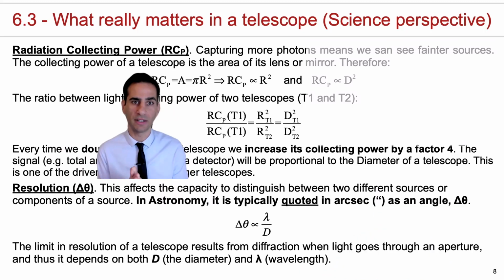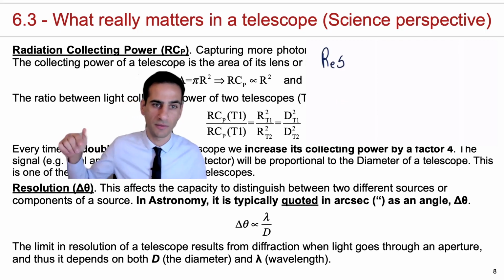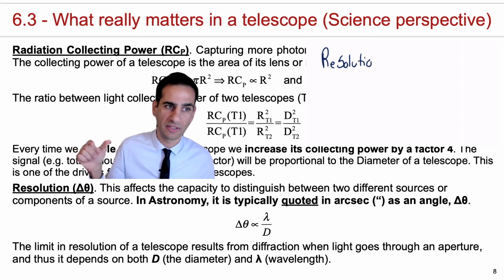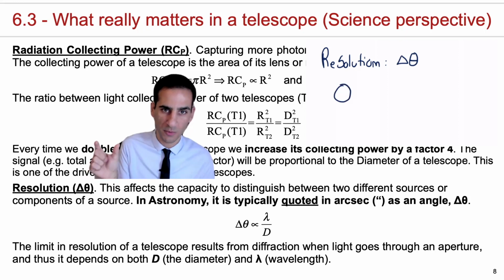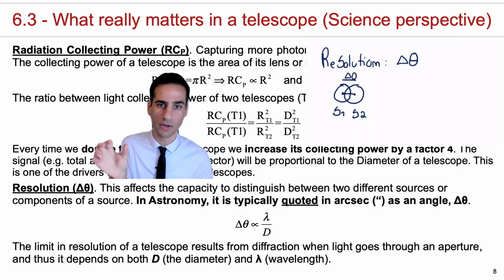The other important thing that we really should consider, and we'll see how this unfolds, is resolution. Resolution will be typically measured in this delta theta, and it's essentially the capacity to distinguish two sources when they get really nearby. So this resolution delta theta is the smallest angle at which you can still see two sources before they actually blur just into one object.